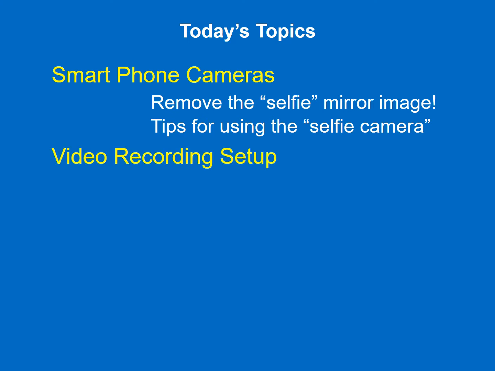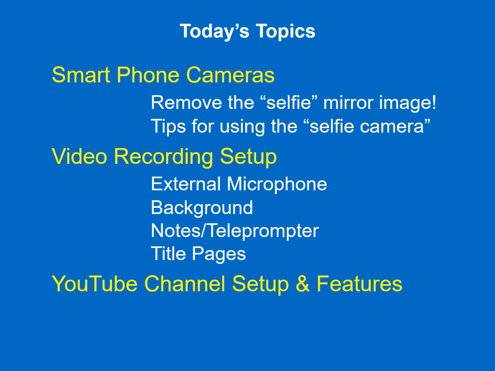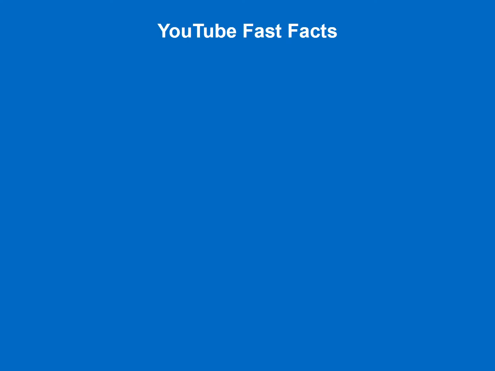We're also going to talk about your video recording setup, such things as using an external microphone, a good background, and maybe even notes. And if you're ready for that, maybe even a teleprompter. This is something that's really going to help you sound a lot more professional on video. And then the importance of title pages. We're also going to cover YouTube channel setup and some of the features to help your videos get found faster. And then we're actually going to walk through uploading videos to YouTube.